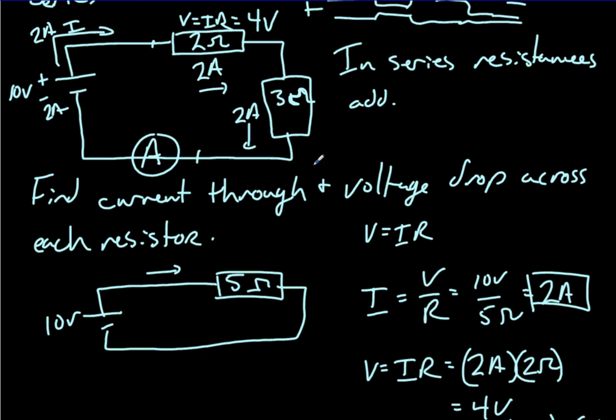If I only had one resistor here, what would be the voltage drop across this if this one were suddenly removed and there was just a wire through it? This would all of a sudden absorb or dissipate the entire 10 volts. Okay? Does that make sense?